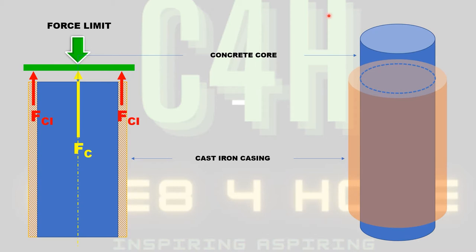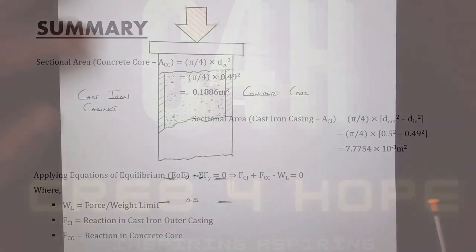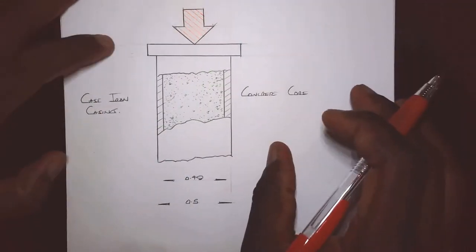So this is a very quick representation of the problem we're trying to solve. So on the right is a diagram of the pillar. So the blue cylinder represents the concrete core and the orange represents the cast iron casing. On the left is a simple force diagram showing the state of equilibrium between the load limit, which would be 40 kilonewtons, against the reactions from the pillar. So that will constitute the reaction from the concrete core and the reaction from the cast iron cylinder. So this is a diagram of the problem that we're trying to solve.